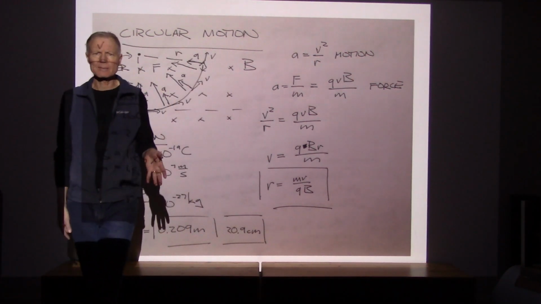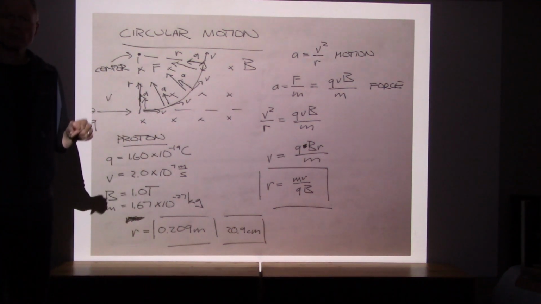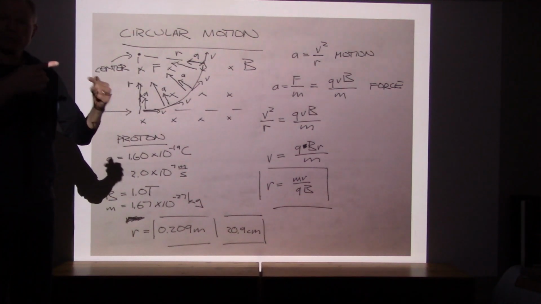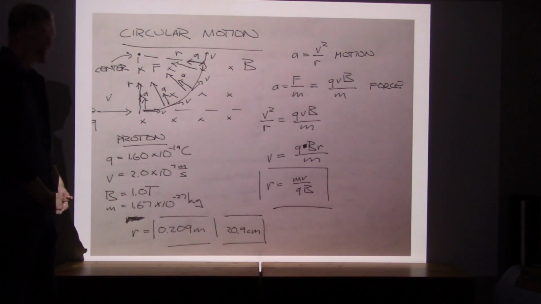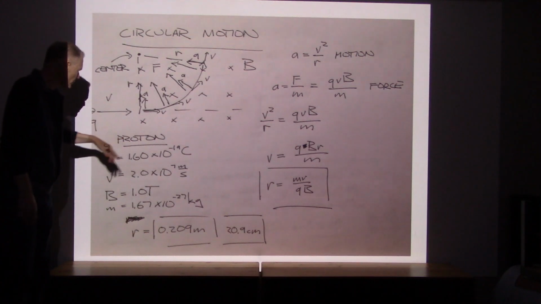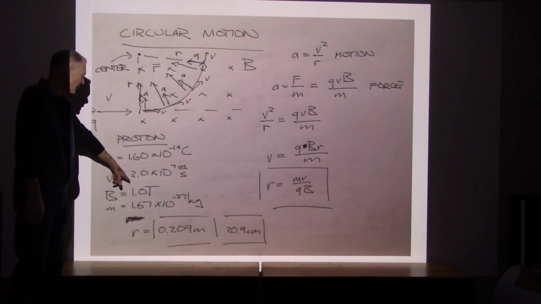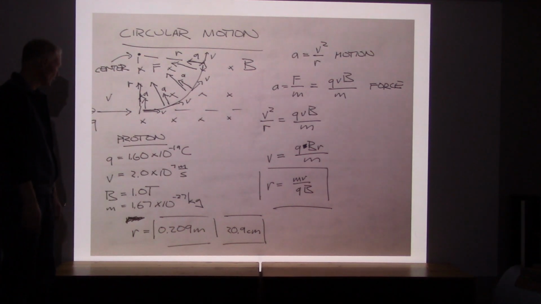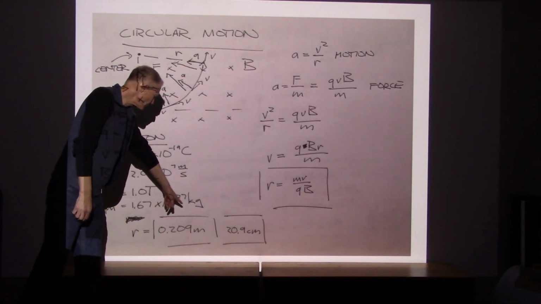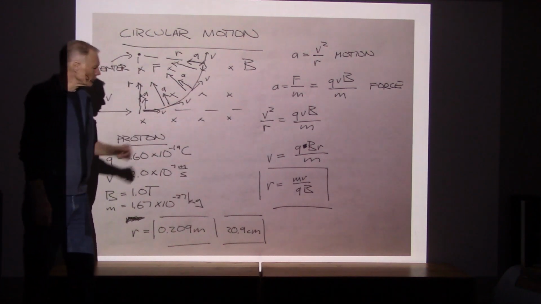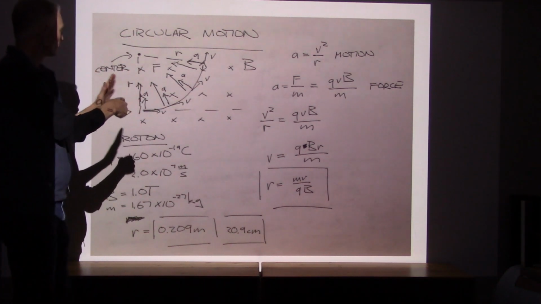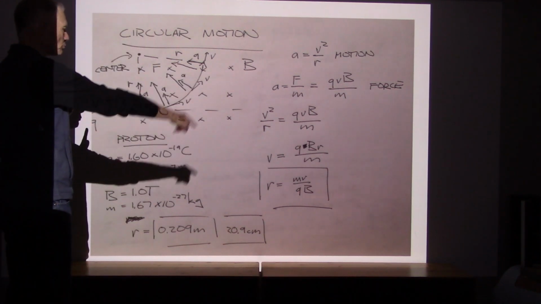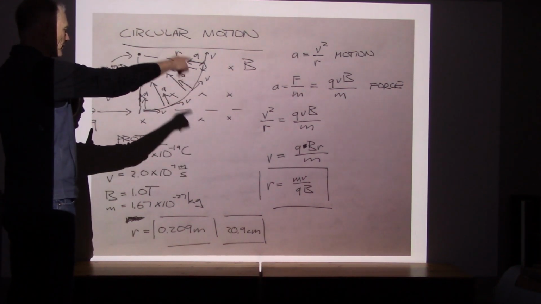You go, oh yeah, that makes sense. If there's a lot of charge and a large magnetic field, that's going to create a large force, and that will tend to tighten the radius. For the particular set of numbers that I picked out, the 1 Tesla, 2 times 10 to the 7th, and then the charge and mass of the proton, I ended up with 0.20 meters, or about 21 centimeters. So for those particular numbers, I'm getting circular motion of my proton that looks something like this.